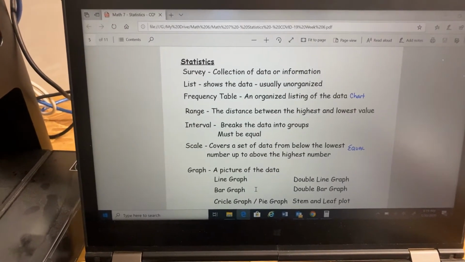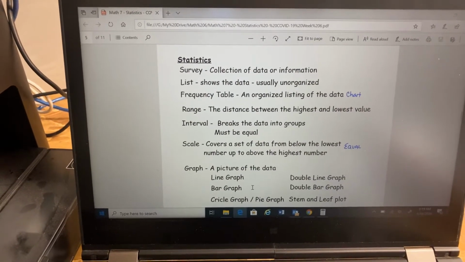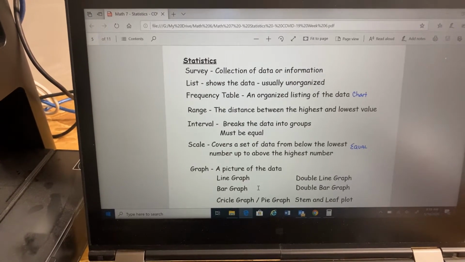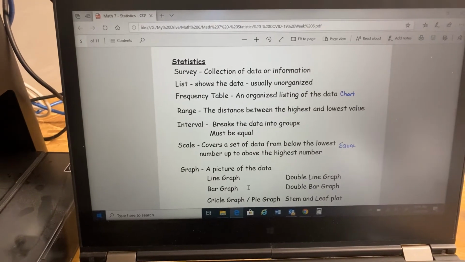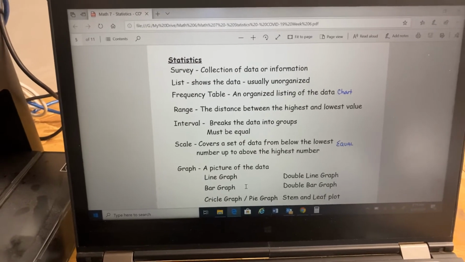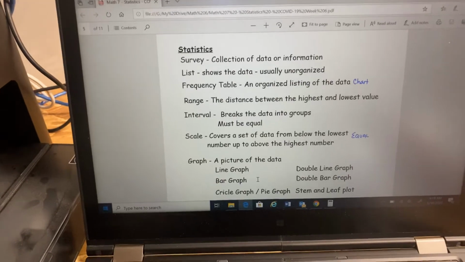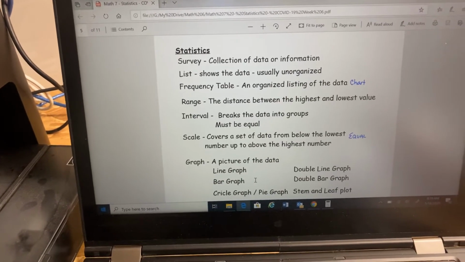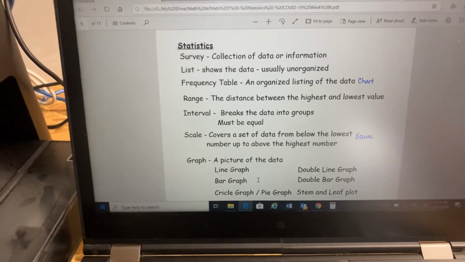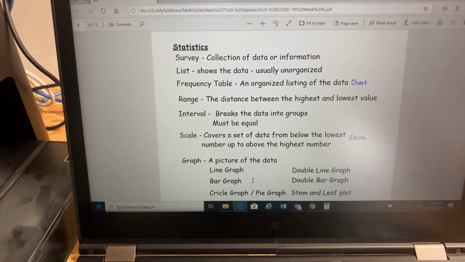Range, we talked about that in mean, median, mode. This is the distance between the highest and the lowest value of something. Interval, this is where you break the data into groups. So you might say you're trying to figure out who got a grade in the 90 range. So 90 to 99 would be that particular interval. Scale covers the data from below the lowest number all the way up to the highest number. And that's kind of like the number line we were just talking about a little bit right there.